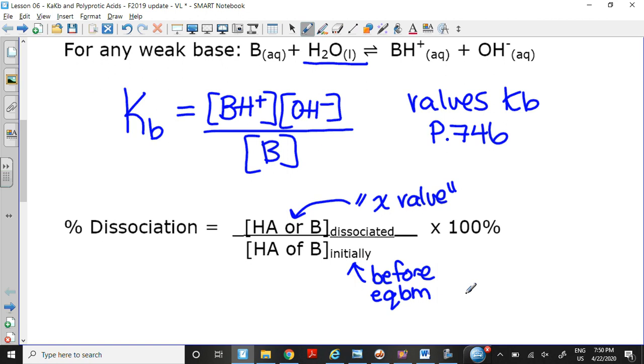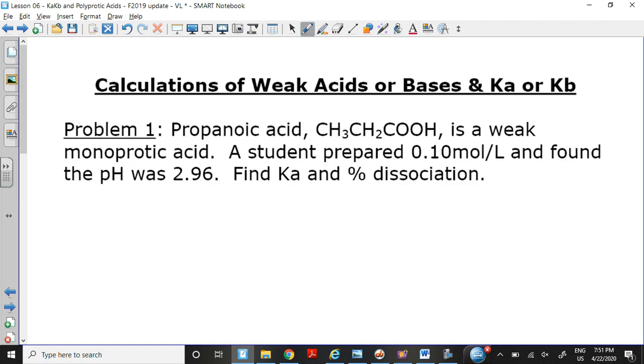And that should be given to you in the question. And then if it's a percentage, we always multiply by 100. So these are three expressions you should be familiar with, and we'll see them pop up in the next couple of problems. So let's take a look at some calculations involving weak acids or bases and Ka or Kb values.